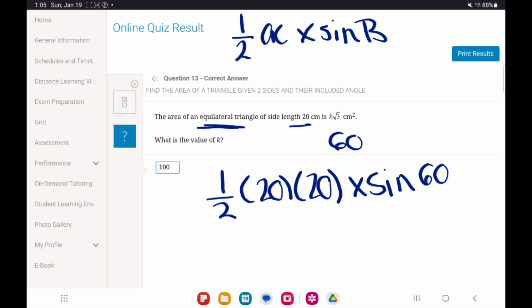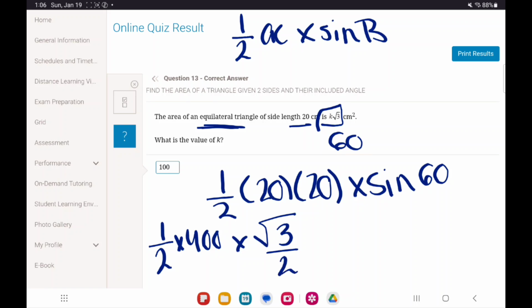For this question, I don't know why, but you have to solve it without a calculator, because you'll get the decimal form of the answer, but you can't change it back to this form. So I like doing it manually. So 20 times 20 is 400. And then sine 60 is radical 3 over 2. Now multiply 400 by half, you'll get 200. So 200 times radical 3 over 2.